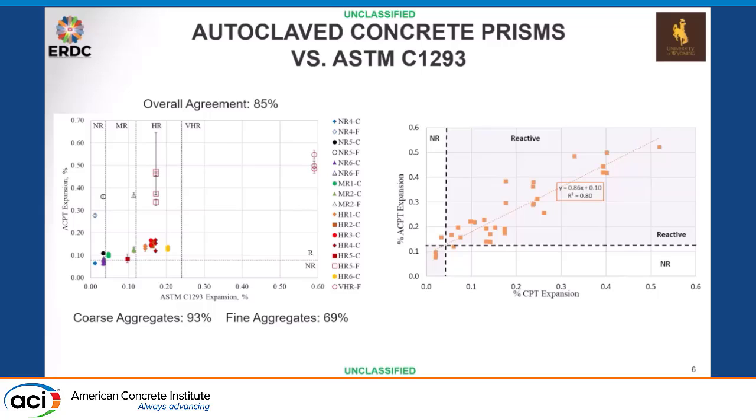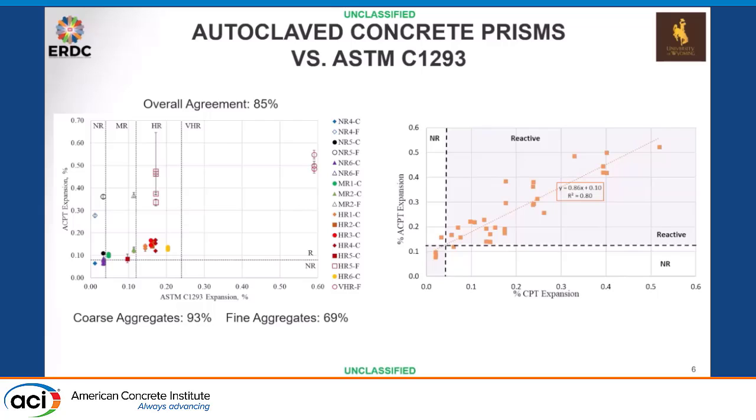You can see the different classifications. So we've got a different expansion. This is from ASTM C1778, where you have non-reactive, moderately, highly, and very highly reactive ranges for 1293. We do that a little bit later for the autoclave as well. Fine aggregates, however, in the concrete prisms don't really agree as well. You can see that those expansions are pretty high, even for the non-reactive. And I'll touch on that in just a second.